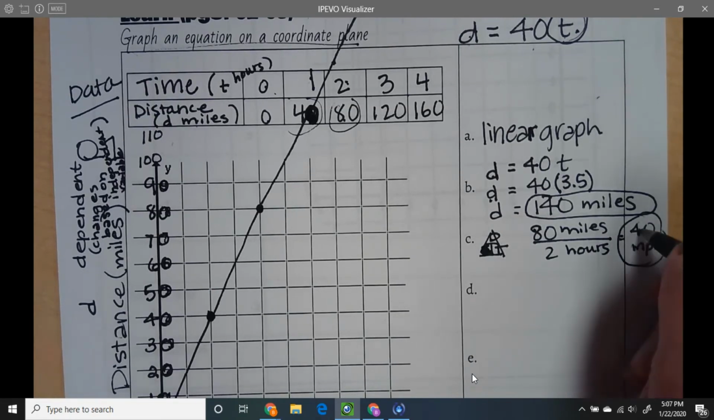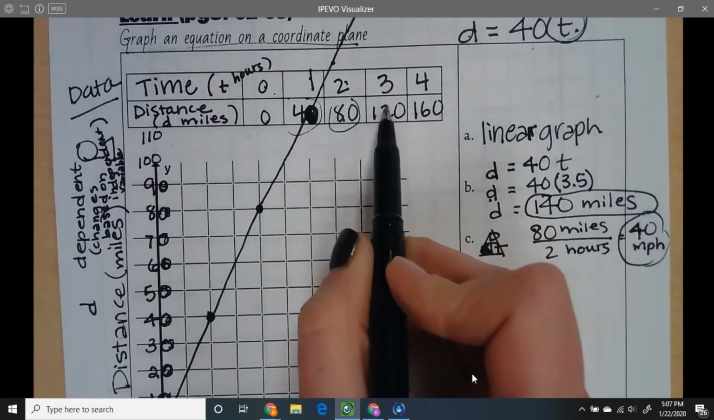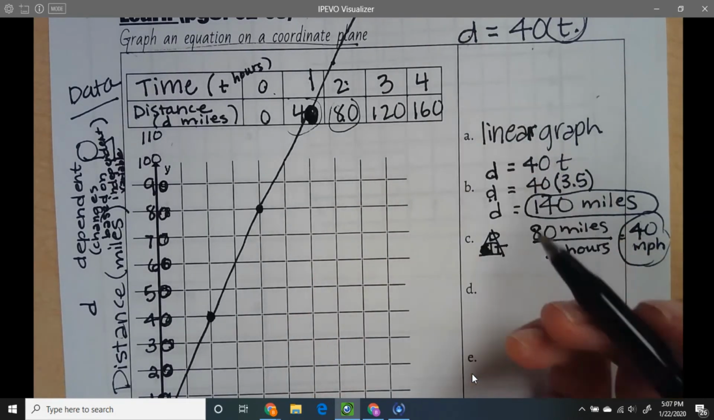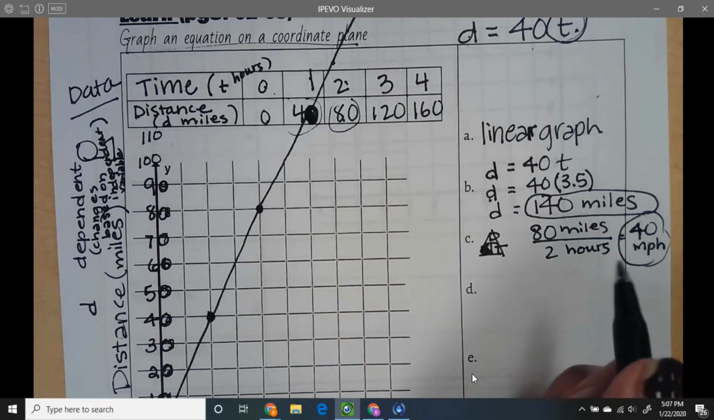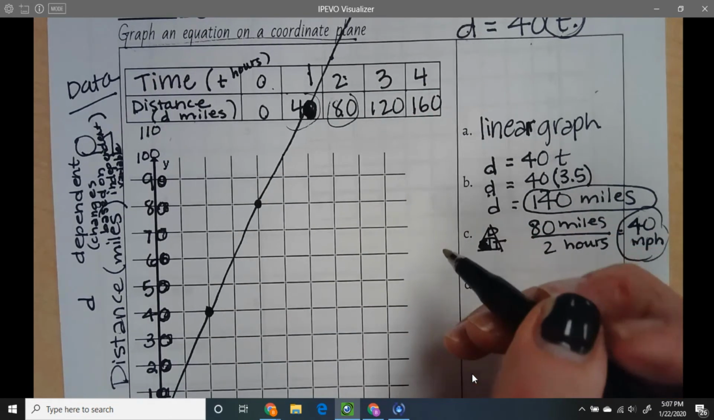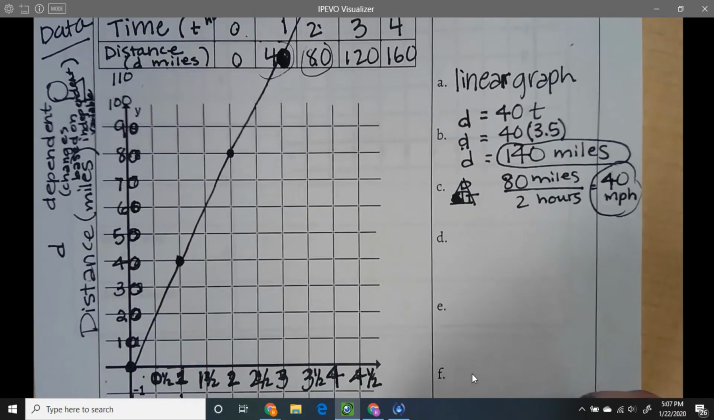And I could check it with another one. 120 divided by 3 is still 40 miles per hour. 160 divided by 4 is still 40 miles per hour. I'll give you a chance to catch up if you need to.